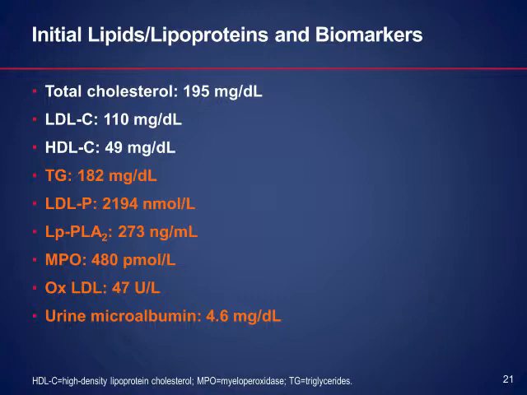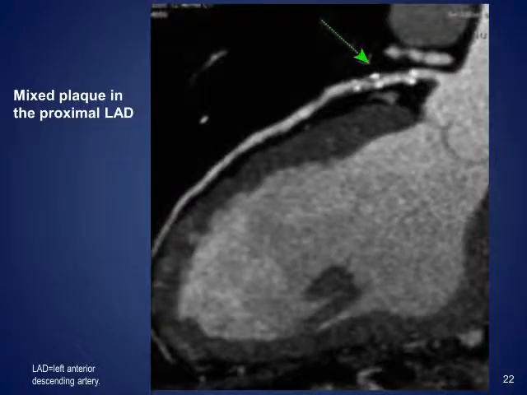The patient also has a high lipoprotein-associated phospholipase A2 of 273, a high myeloperoxidase, another biological marker, a high oxidized LDL, and a high urine microalbumin, which is kind of a poor man's guide for endothelial function. So now you're getting the sense with multiple biomarkers and risk factors that are abnormal, you're getting the sense that this person actually is at great risk. And here you see a coronary CT angiogram of the left anterior descending coronary artery with multiple mixed plaques. So this person is at risk for cardiovascular event.